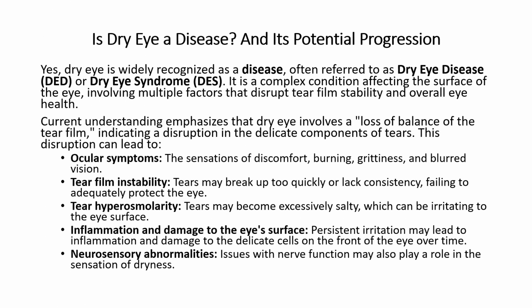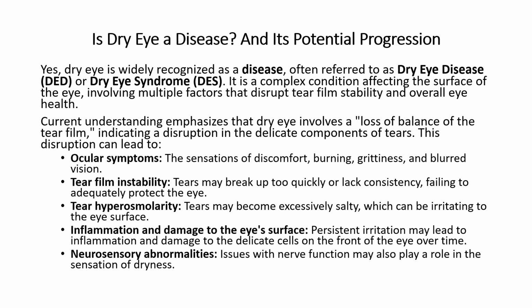Is dry eye a disease, and its potential progression? Yes, dry eye is widely recognized as a disease, often referred to as dry eye disease, DED, or dry eye syndrome, DES. It is a complex condition affecting the surface of the eye, involving multiple factors that disrupt tear film stability and overall eye health. Current understanding emphasizes that dry eye involves a loss of balance of the tear film, indicating a disruption in the delicate components of tears.